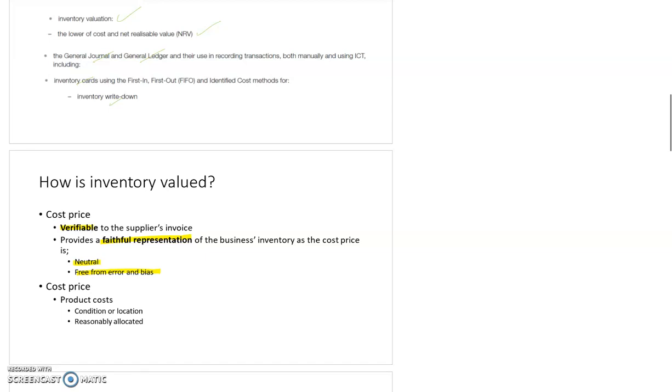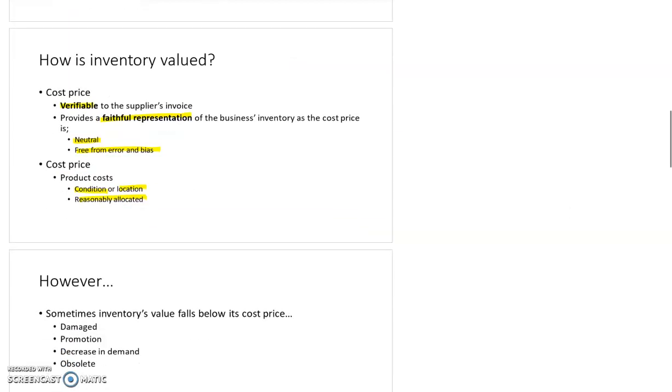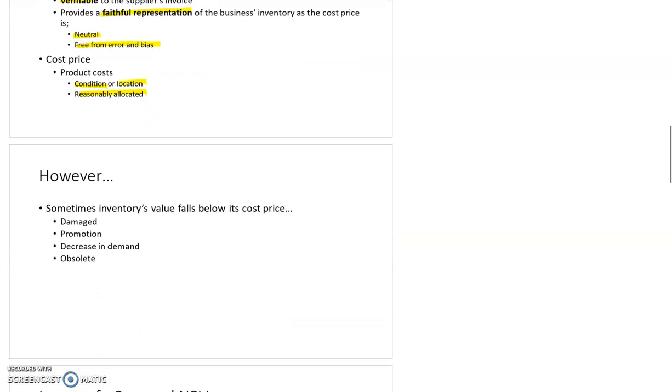As we learnt last lesson, cost price includes all product costs, and that's costs that get the inventory in a condition or location ready for sale that can be reasonably allocated to individual items of inventory. So we carry inventory at cost price. However, in the world of business, sometimes an item of inventory or a line of inventory will fall below the cost price. This could be because it's been damaged, and we may need to discount that damaged inventory to sell it. The business may also have a promotion.